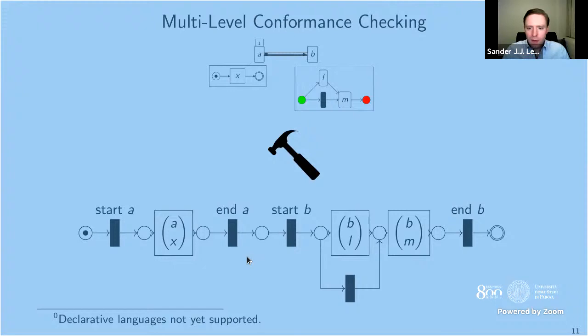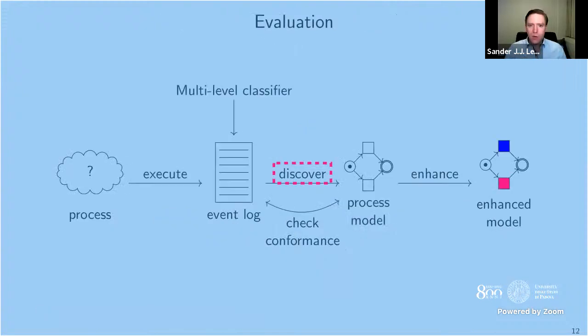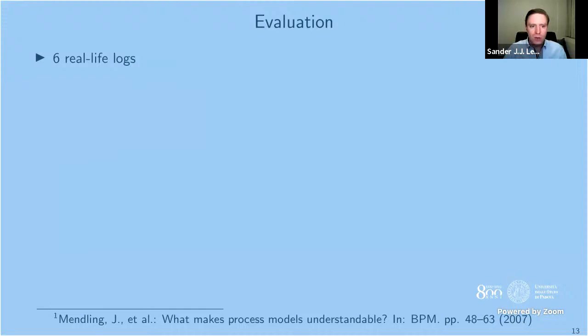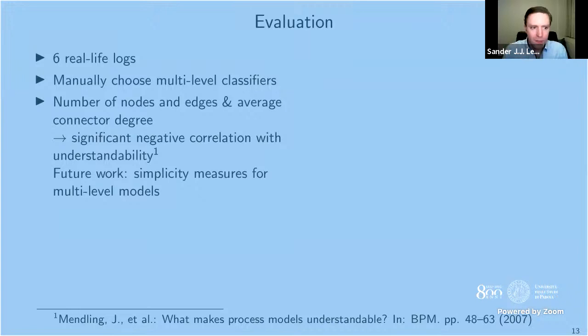Now, to evaluate our new miner, we took six real-life logs that I showed you already in the beginning, and we manually chose multi-level classifiers. We measured fitness and precision because in our conformance checking technique we have a flattened Petri net, so we can do that, and that is comparable. However, for simplicity, which is of course the main driver to go for multi-level models, we had to do something else. A normal simplicity measure wouldn't really capture what we want to achieve, because we split up the model into smaller parts. If we then combine them all together and consider them as one flat model, then of course we didn't measure what we actually wanted to achieve.